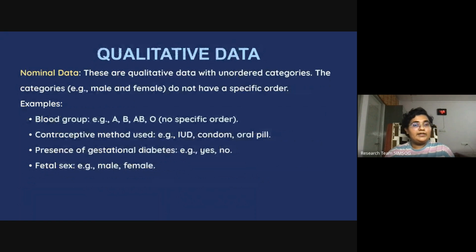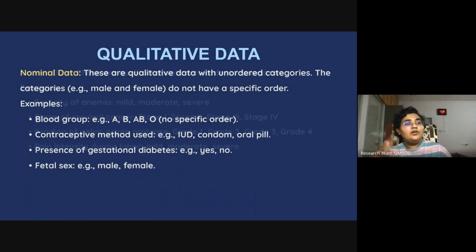Then we have qualitative data. In qualitative data, there is nominal and ordinal. Nominal data is qualitative data with no ordered categories, right? For example, blood group. We have A, B, AB, and O blood group, but there is no specific order or hierarchy inherent in that group. So it is an example of nominal data. Or the presence of a disease like gestational diabetes, so yes or no. You cannot have a specific order in that, right? Or the fetal sex or contraceptive method. These are all examples of nominal data.